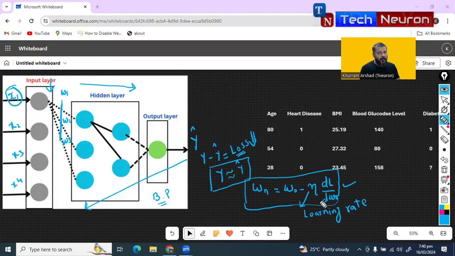In the next video, we will see how this neural network is actually implemented using Python code.